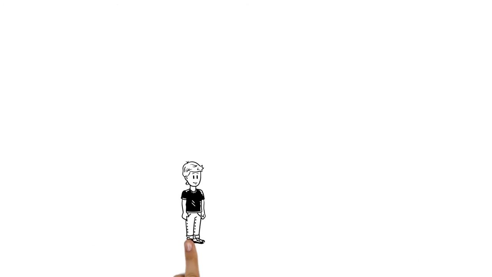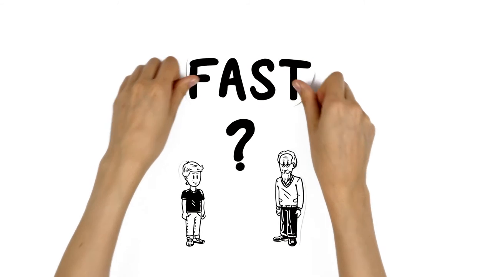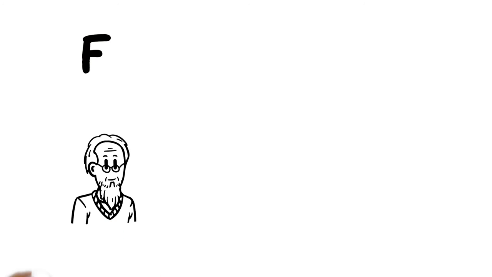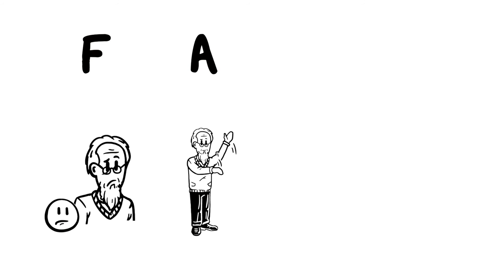So how can Mike check if his grandfather might be having a stroke? By using the FAST test. The F stands for facial weakness. Can the person smile? Has their face fallen on one side? The A for arm weakness. Can the person raise both arms and keep them there?